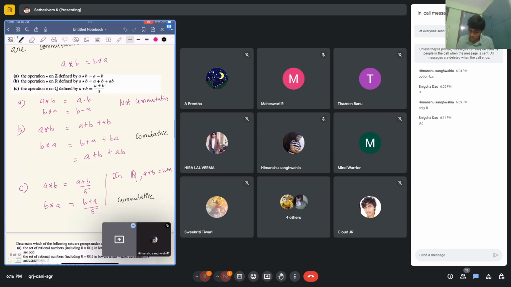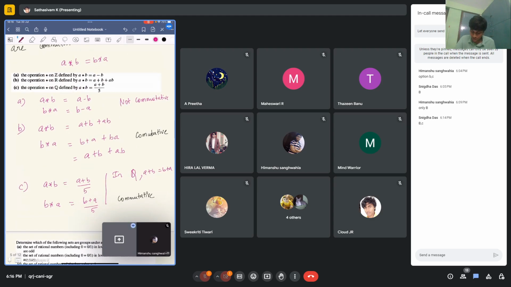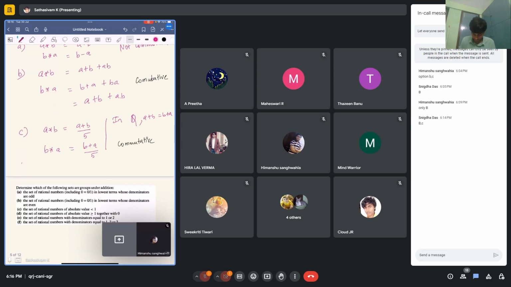Okay, so you can keep as an exercise: try to find whether the identity and inverse exist. So for these same binary operations, check whether identity and inverse exist.